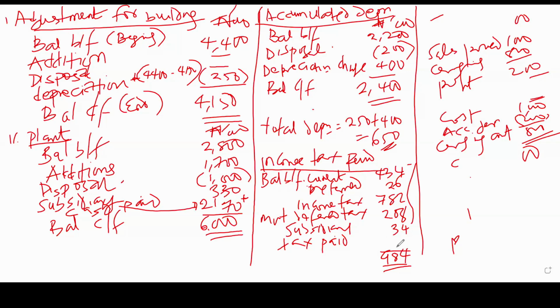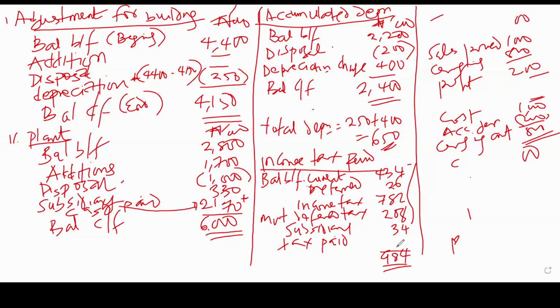434 plus 36 plus 782 plus 208 plus 34. 1494. Minus 984, 510. I'm getting 534. That's not what I got in my calculation earlier. Plus 782, plus 208, plus 34.